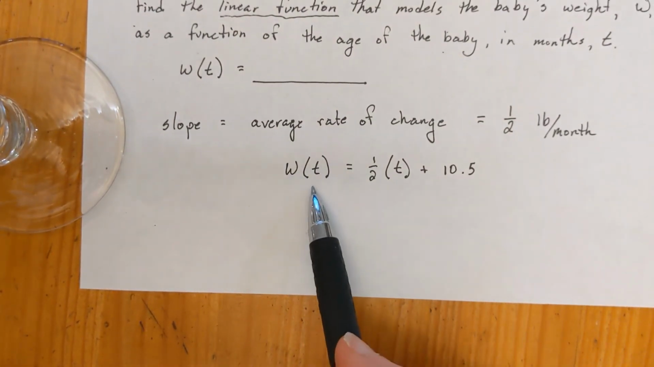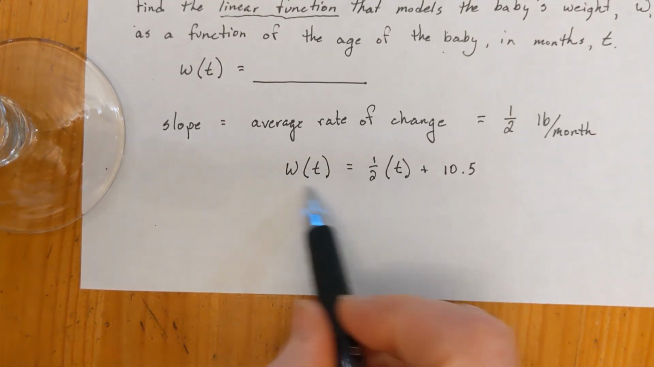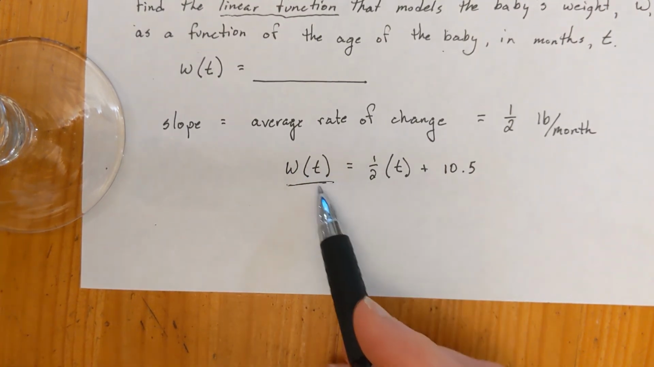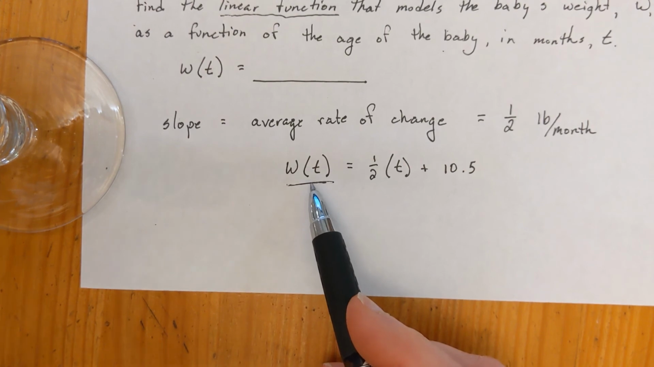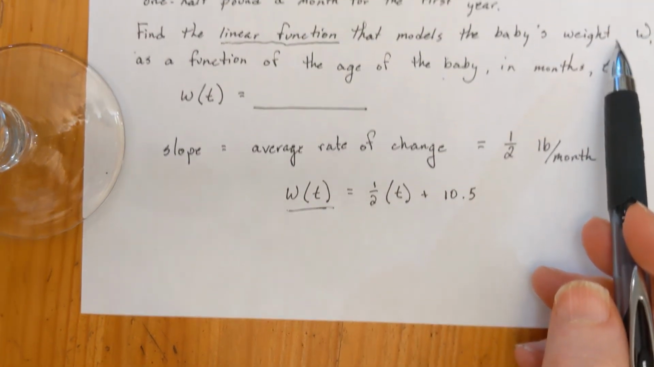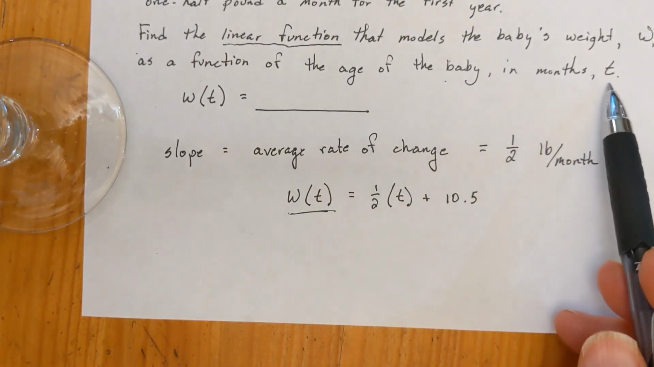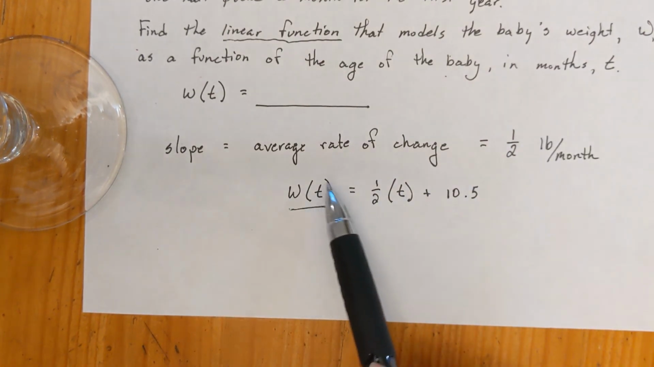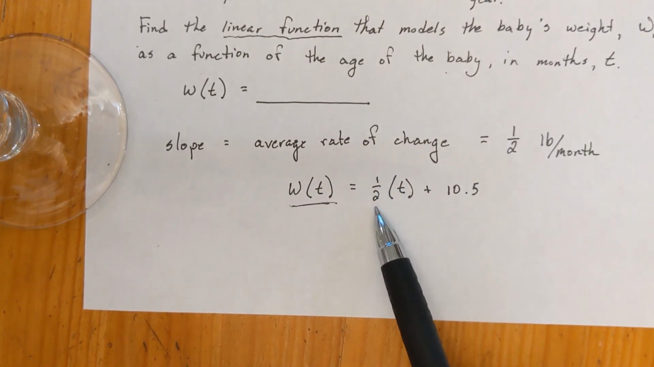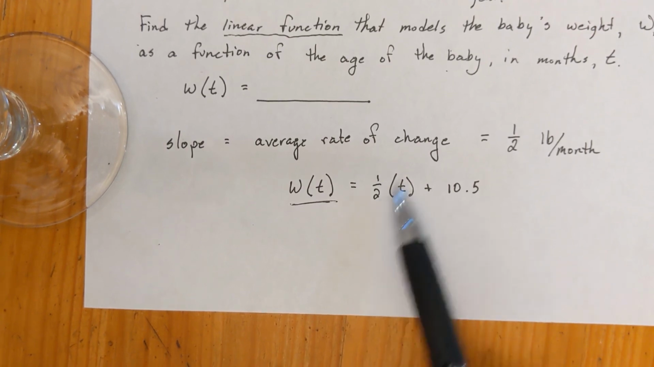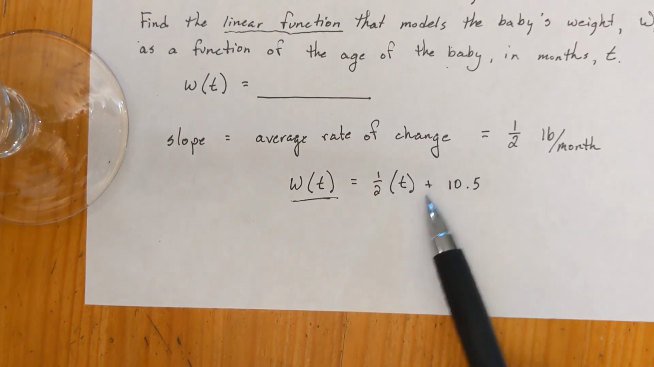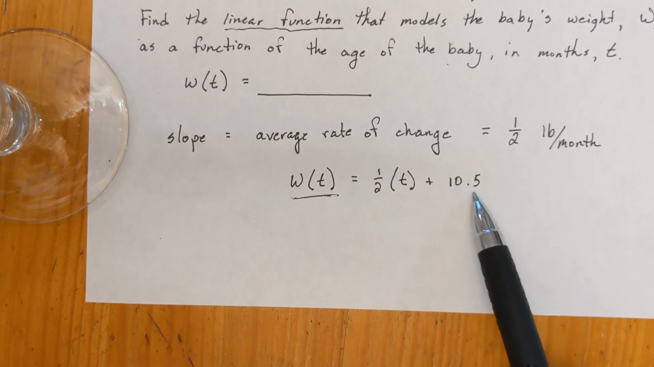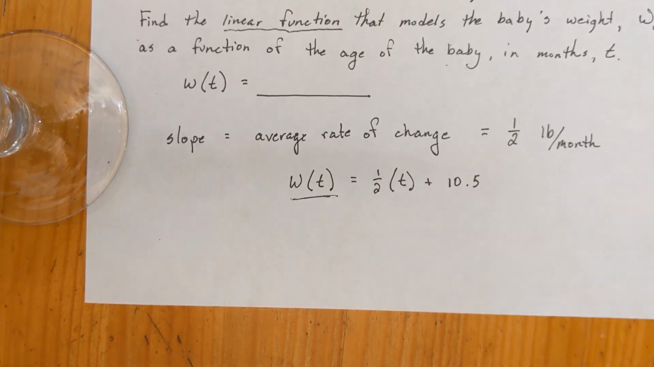W as a function of t, that's what this abbreviation means. Weight as a function of time, because they defined W up in our sentence and they defined time, t, up in our sentence. Weight as a function of time is 1/2 pounds per month times the number of months plus 10.5, the weight of the baby at time 0. I hope this helps.